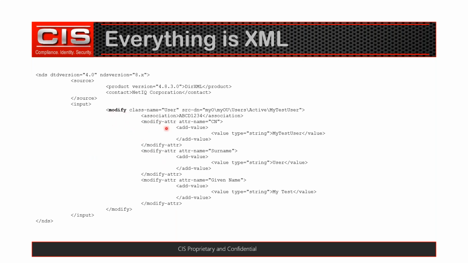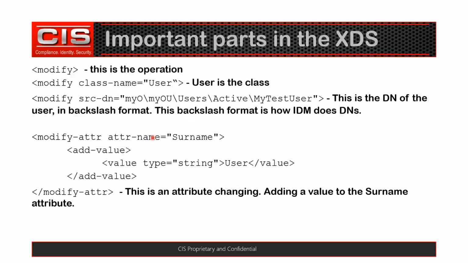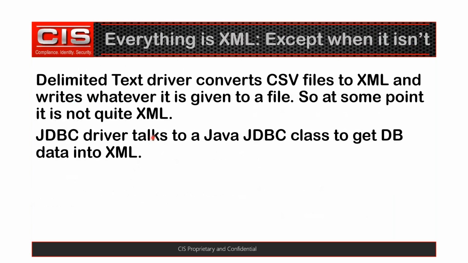That makes sense. A rename wouldn't have any attributes except old name. A move would have the parent DN and wouldn't really have any attributes. A delete would have nothing, basically, and so on and so forth. And so you get a feel. This is the sort of XML we're looking at. Okay. And as I said, everything's XML, and of course, except when it isn't.